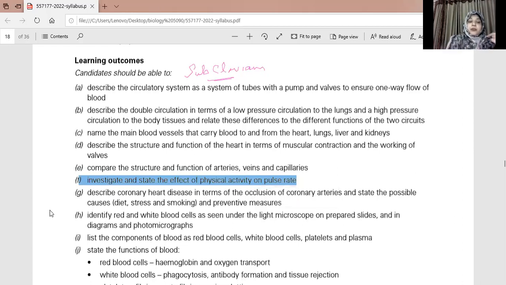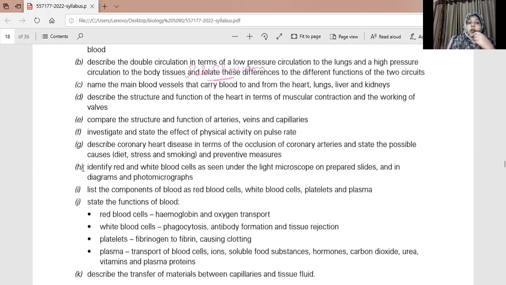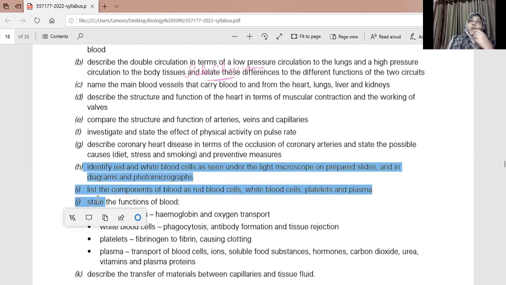Now, part G is describe coronary heart disease in terms of occlusion of coronary arteries. Possible causes are diet, stress, and smoking, and then preventive measures. I told you before, all three points are there. If someone is following a balanced diet, avoiding stress, and quitting smoking, then definitely that person is following prevention.